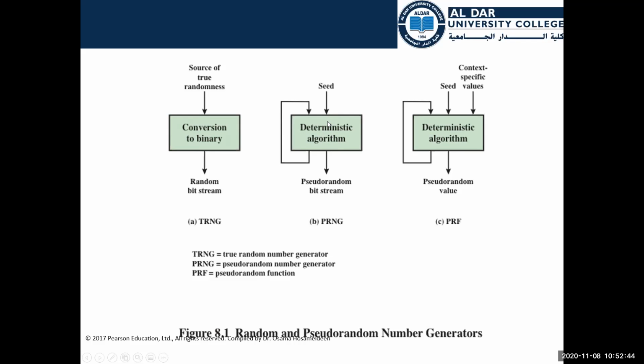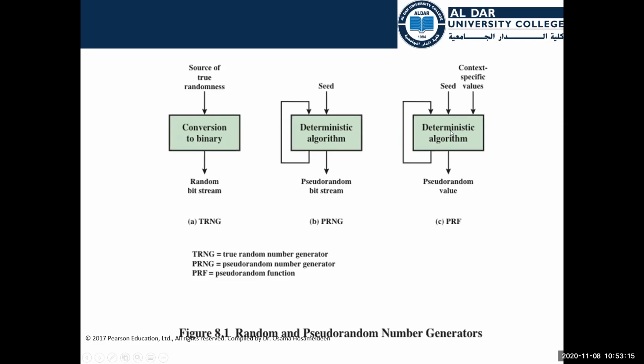It needs a seed value. This is a startup value, and then it continues to create random numbers until it repeats itself again. So this is a pseudo random number bit stream, and we call this pseudo random number generation.